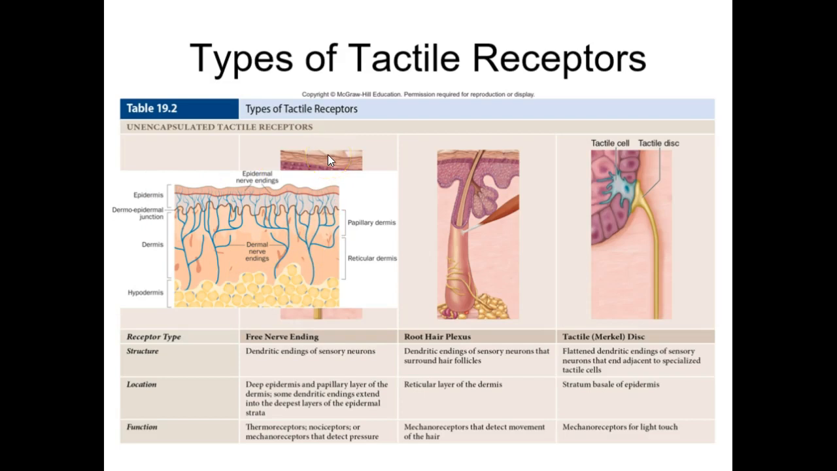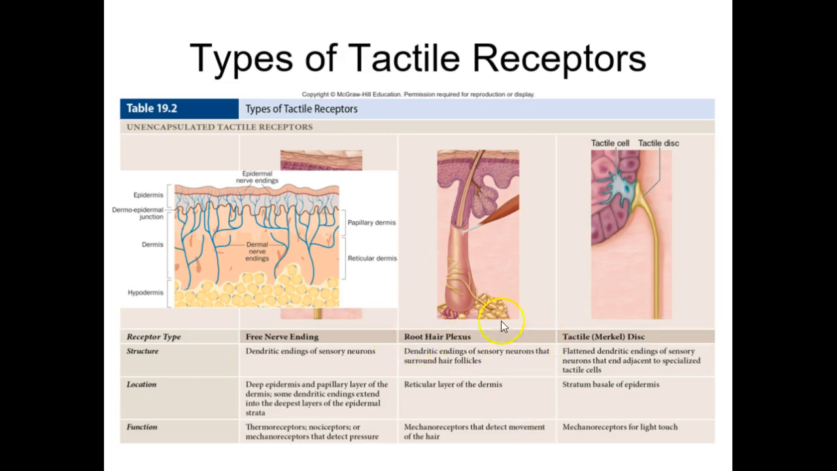Free nerve endings, again, are unencapsulated. They do reach up into the epidermis, and that's going to contribute to a lot of things like sunburns, right? A sunburn is just going to be that superficial layer of the integument. The fact that you have free nerve endings there that are going to receive pain information for you is going to contribute to that.